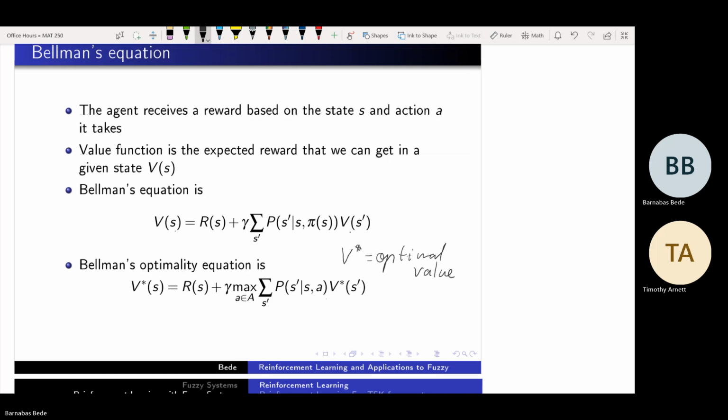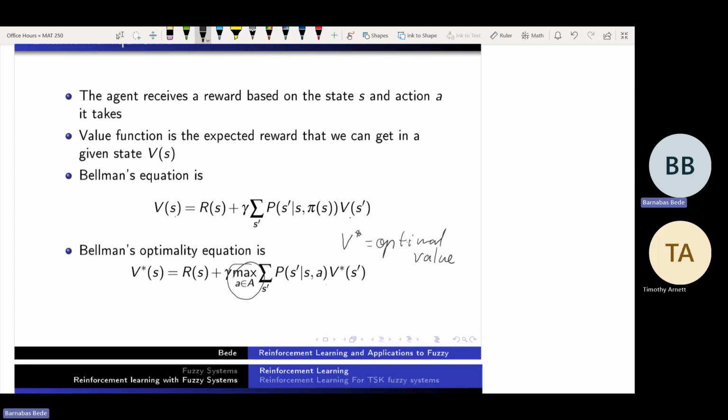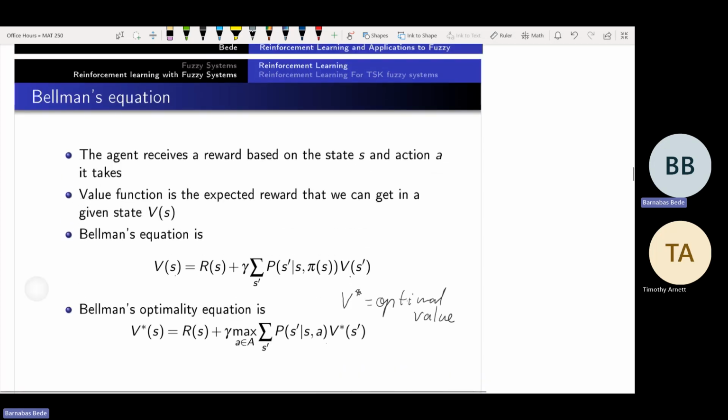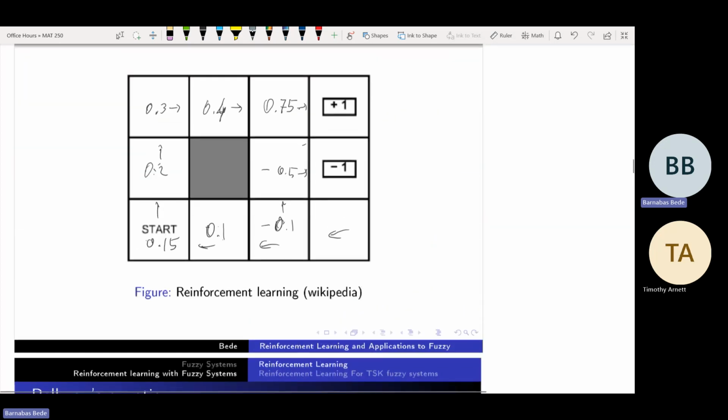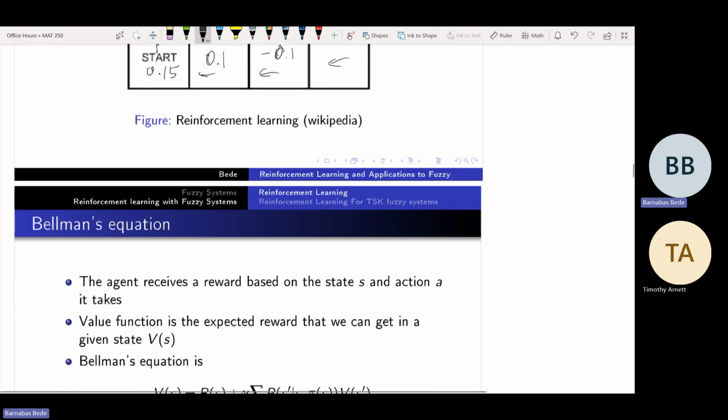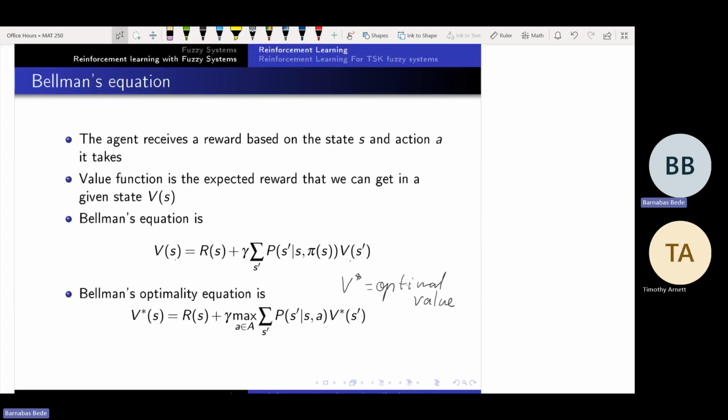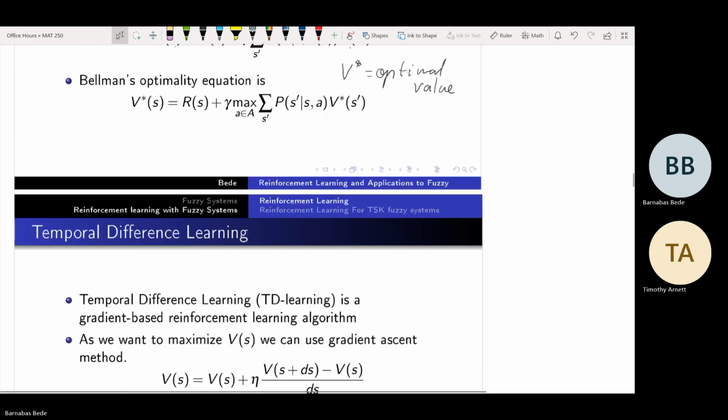So what does this mean here? I take the best possible action that can give me the best possible outcome from the current state. So this Bellman optimality equation says that V star, the optimal value function, is obtained when I take really the best action. Whereas the average value function is what I get if I take any action in any direction, and I can calculate those.